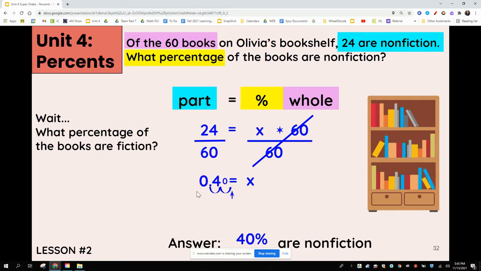Here's my follow-up question. What percentage of books are fiction? Considering the remaining books would have to be fiction, the answer would be 60%. 60% are fiction.